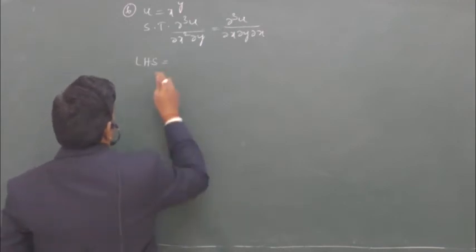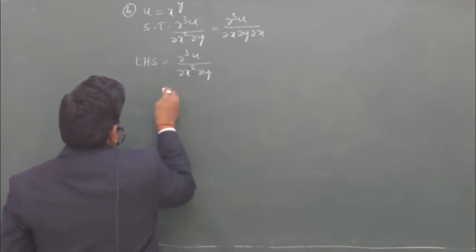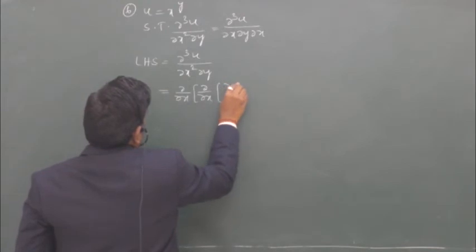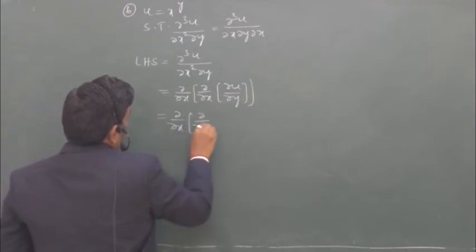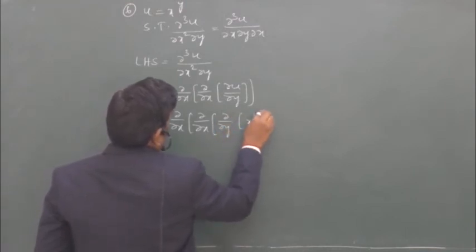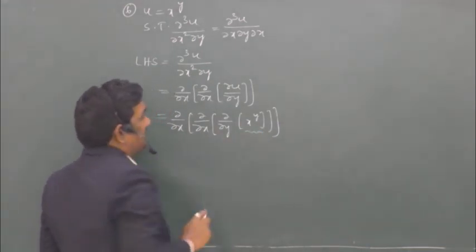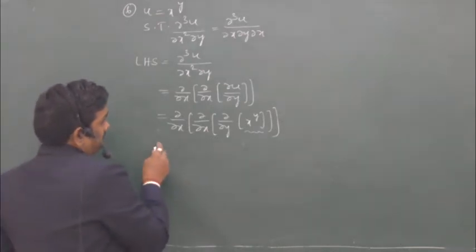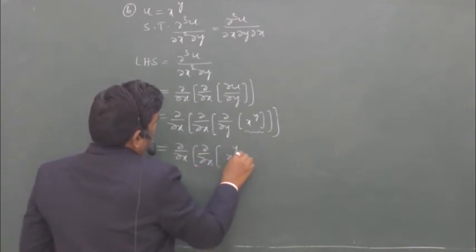So LHS is ∂³u/∂x²∂y. Now it is ∂/∂x of ∂/∂x of ∂u/∂y, which is ∂/∂x of ∂/∂x of ∂/∂y of x^y. Now it is of the form derivative of a^x, here x is constant. Derivative of a^x is a^x into log a. Here it will be ∂/∂x of ∂/∂x of x^y into log x.